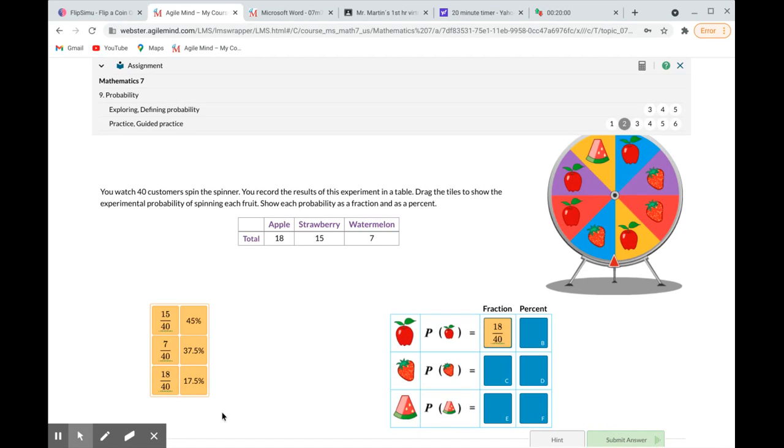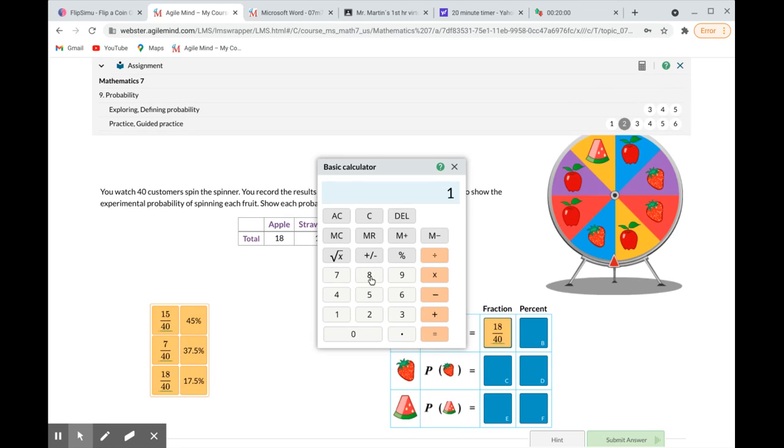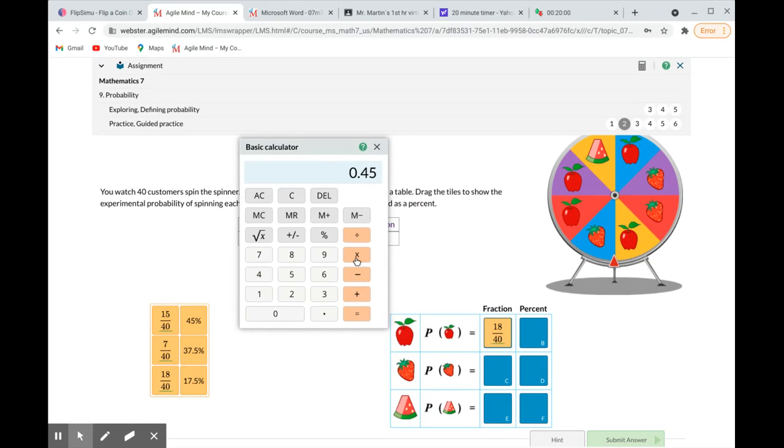And so how would you determine the percent? What would we have to do for that? Divide. Yeah, just divide, because this is 18 divided by 40. So you just take your calculator and do 18 divided by 40. What's that going to be? 45%. Yep. And you just multiply that by 100 and it changes it to percent. So we get 45%.